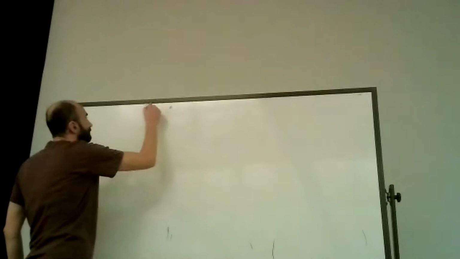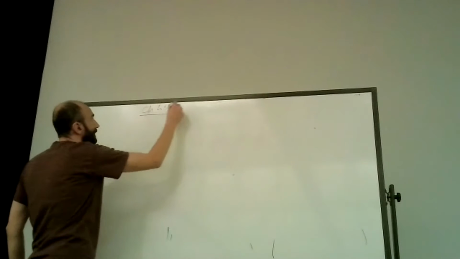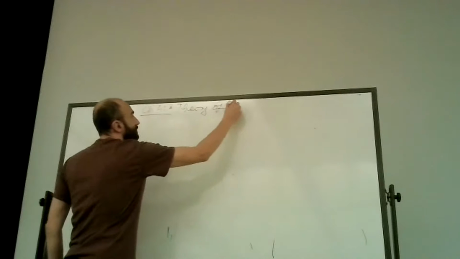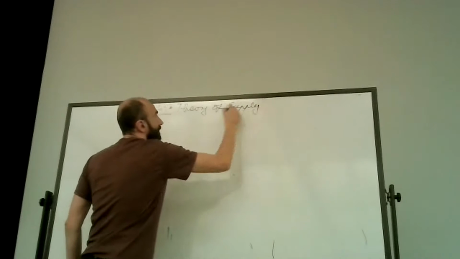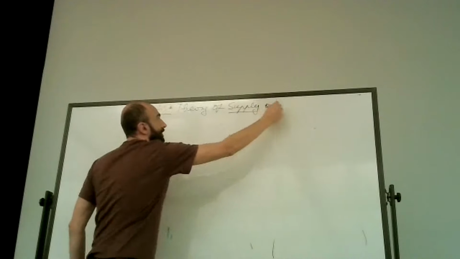So today we move to chapter 4 in your book. That's the theory of market supply. Theory of supply and cost.